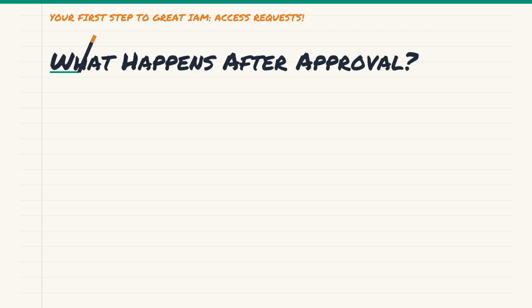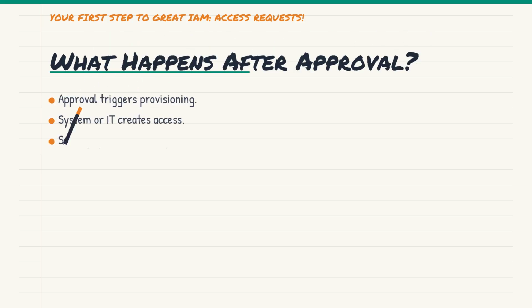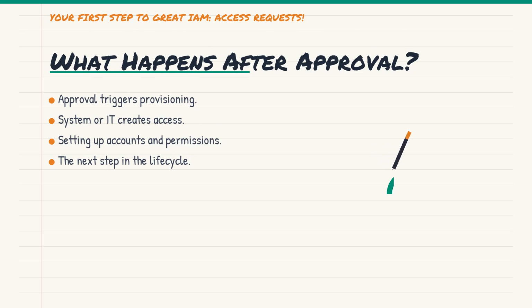So, your request gets approved. Great. What happens next? This is where the provisioning part comes in. The approval acts as a signal for the IT team, or an automated system, to actually create or grant the access you asked for. This could involve setting up a new user account, adding you to specific groups, or assigning you certain permissions within an application. The approval is the official go-ahead for these actions to take place.